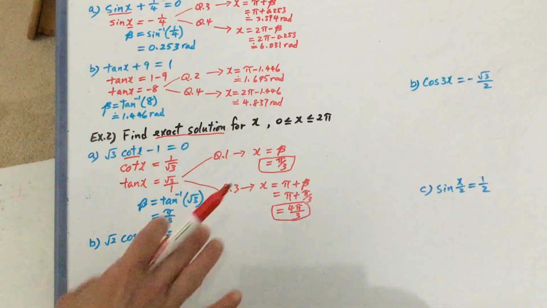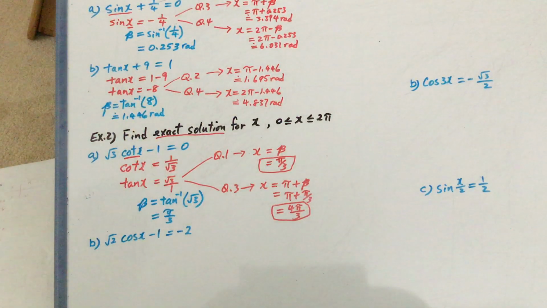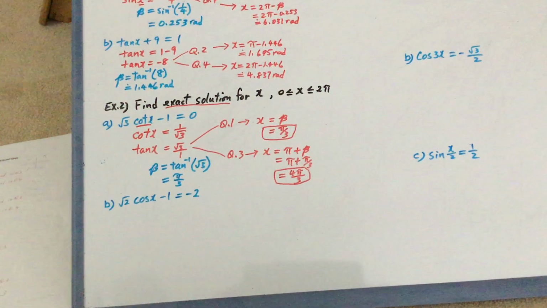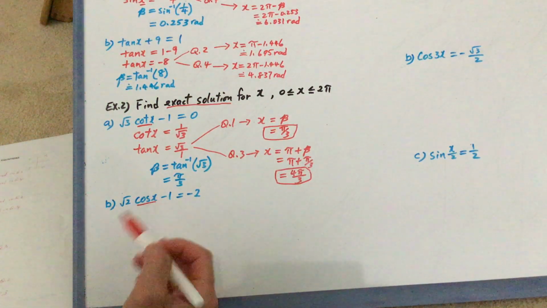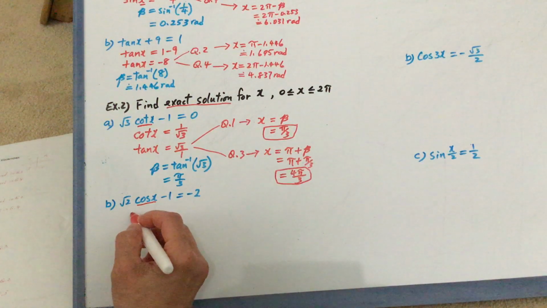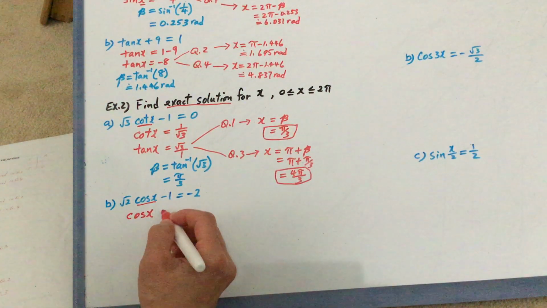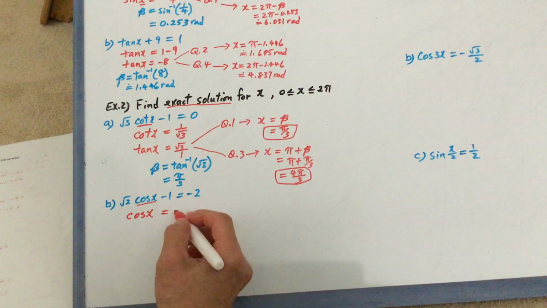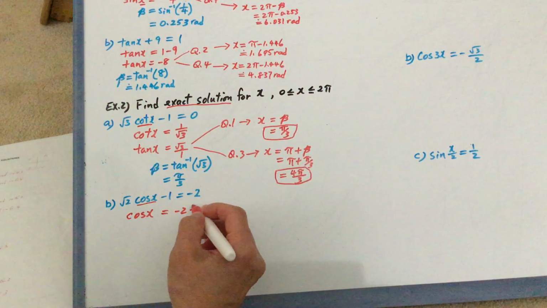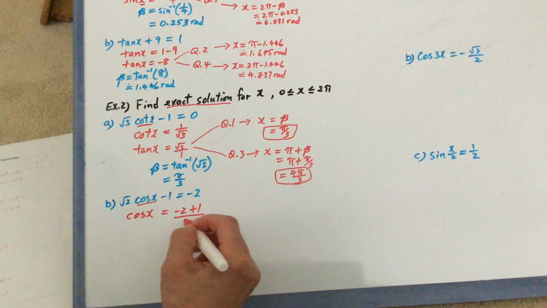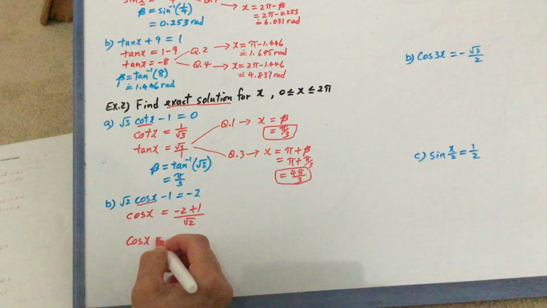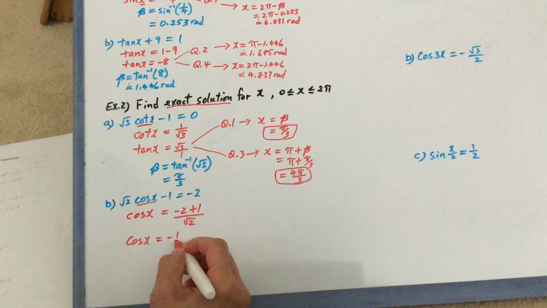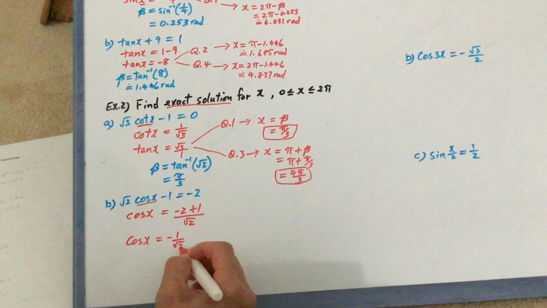Okay, so that is the main difference between example 2 and example 1. So quickly look at example 2b. Again, the variable term is cos x. So I'm going to isolate cos x by itself. And here I have a negative 2, but plus 1. But I still need to divide it by the root 2. So you have cos x is equal to negative 1 over root 2.